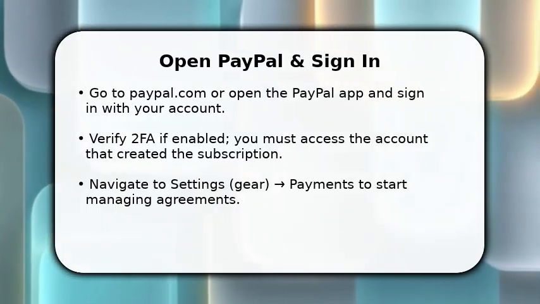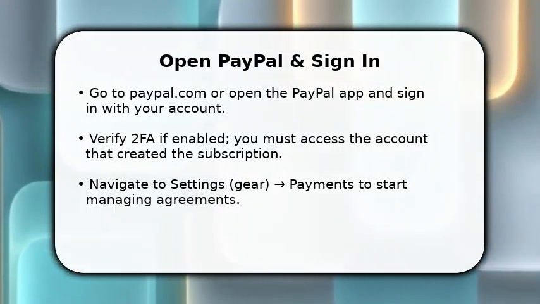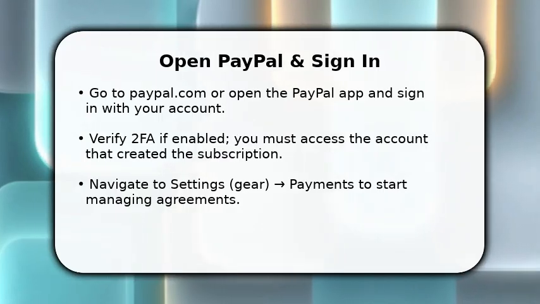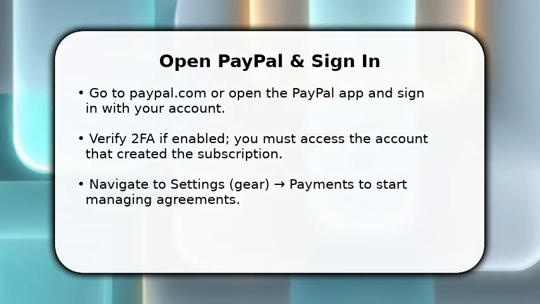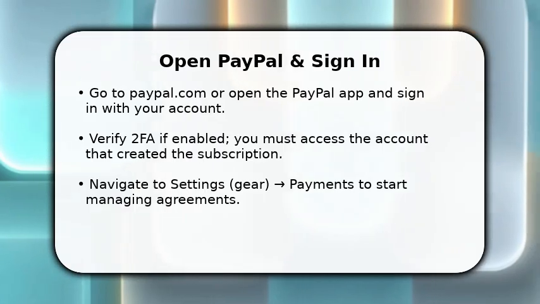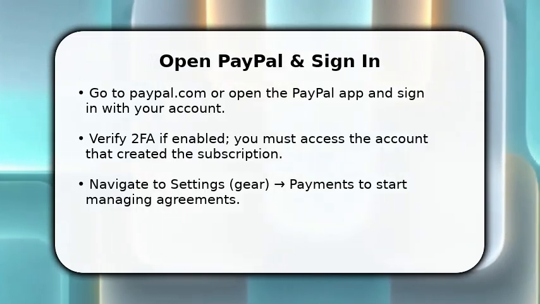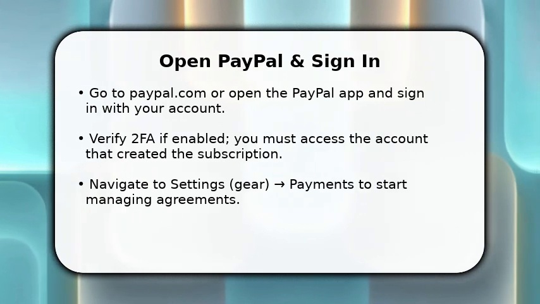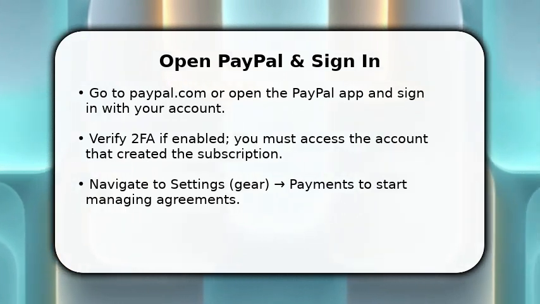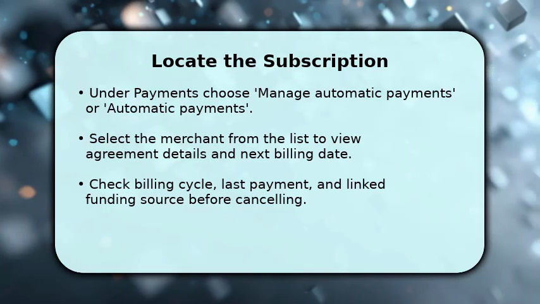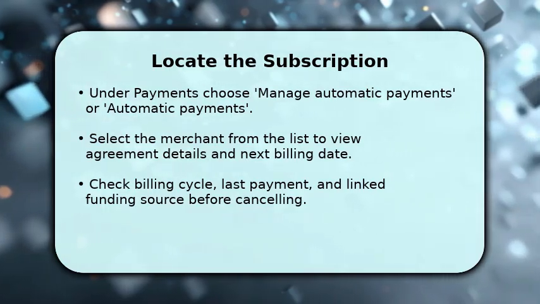You do this because subscriptions live under agreements, not transaction history, and accessing them directly speeds cancellation. Don't search transactions first. Head straight to Payment Settings to find Active Automatic Payments. Once in Manage Automatic Payments, look through the merchant list and select the service you want to stop.